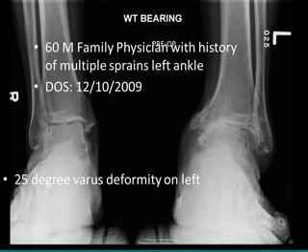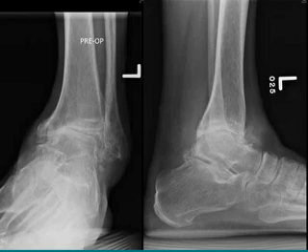And so here's the patient, a 60-year-old family physician with a history of multiple sprains in his left ankle. He's got a significant varus deformity on that left side. It's a 25-degree deformity, so that's certainly getting up there, probably with lateral ligament instability as well. But you see how the medial malleolus is in a horizontal position.